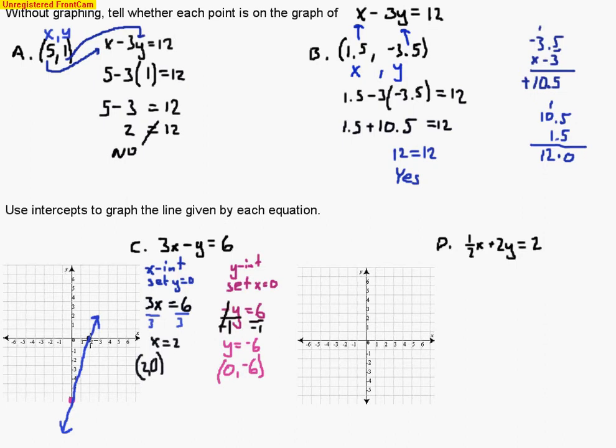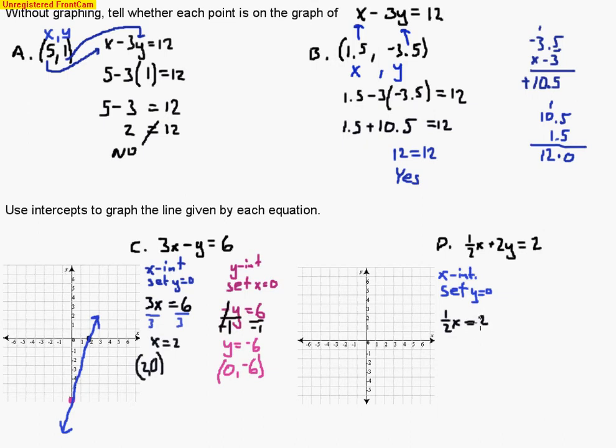Well, one more problem to practice here. And we've got, again, to set up our 2 problems. We've got the x-intercept. We're going to set y equal to 0. And so when we set y equal to 0, it cancels out the y term. So all I need to write down is what's left over. Just that 1/2 x equals 2.